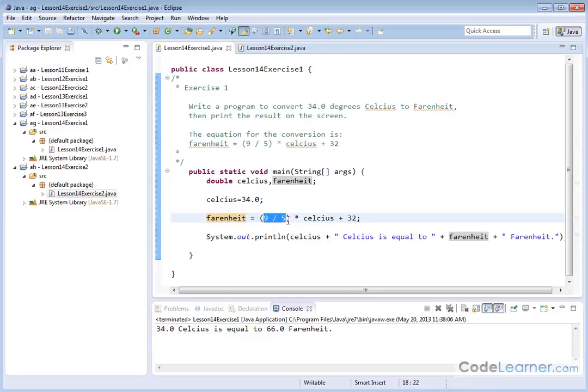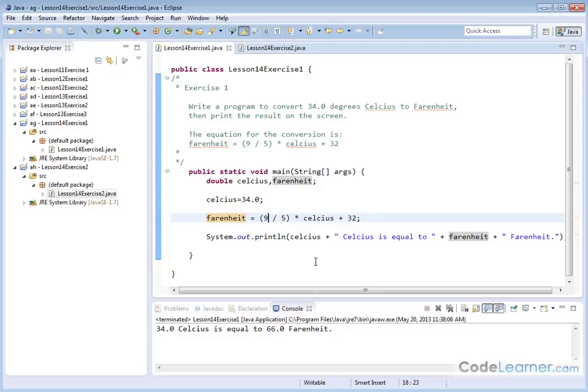9 divided by 5, 5 can only go one time into 9. So since there's nothing here telling Java that this division is really floating point, it's just going to truncate it. It's going to give this answer as 1. So 1 times the 34 that we have is going to give you 34 plus 32 is going to give you 66. So it all boils down to, because we didn't tell Java what to do here, it's going to do an integer division, and it gives you the wrong answer.